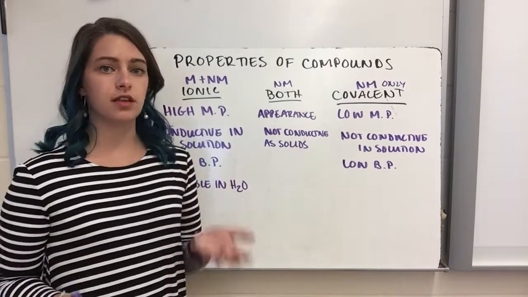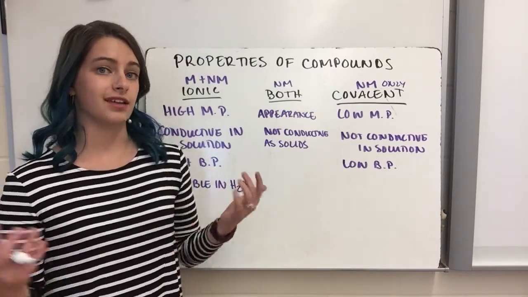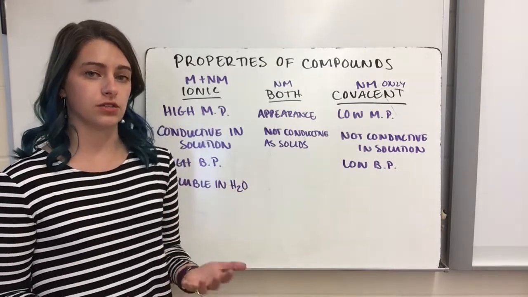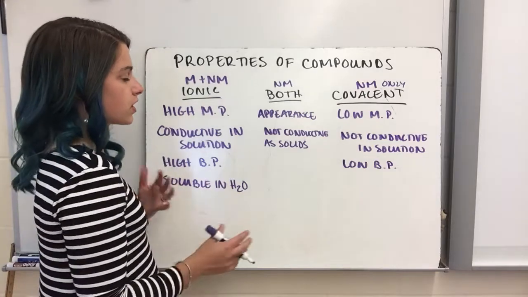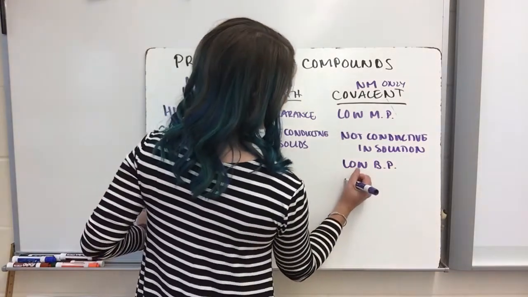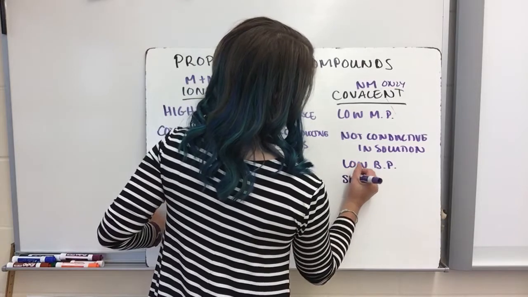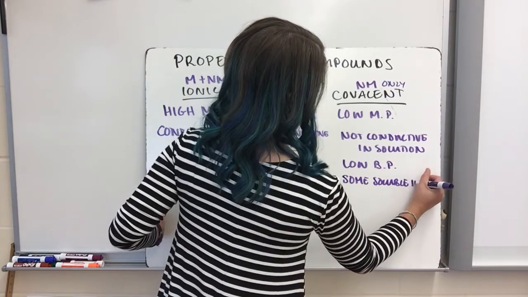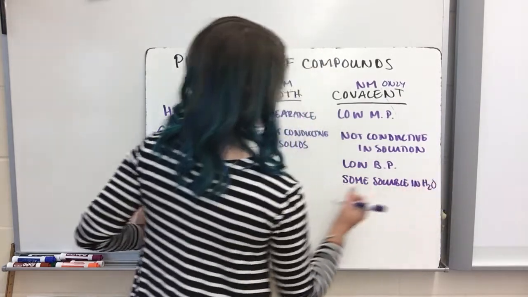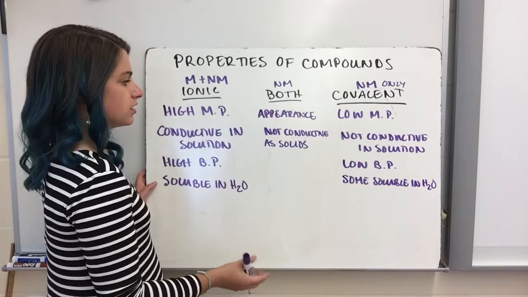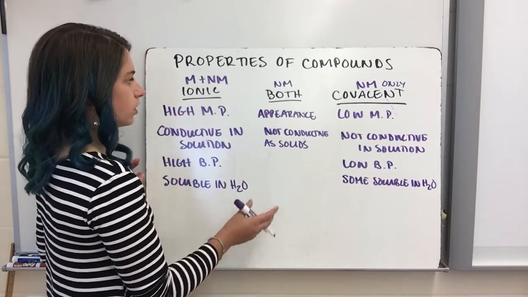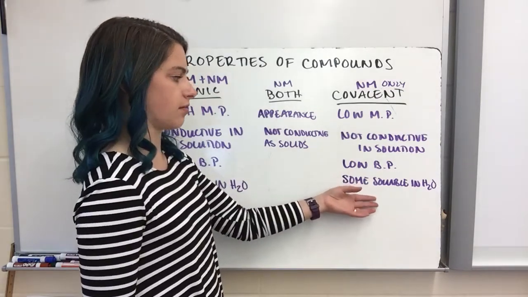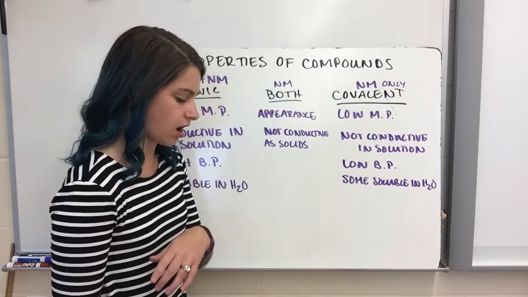Now for covalent, some covalent compounds will dissolve in water and some covalent compounds won't. And that's something that we're going to look at a little bit later in this unit if you're in honors. So for covalent compounds, some will be soluble in water and some won't. So if you know that something's going to dissolve, you can look at it as likely an ionic, but not always, because some covalent compounds are soluble in water and some aren't.